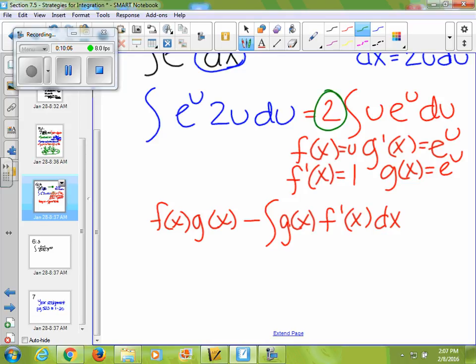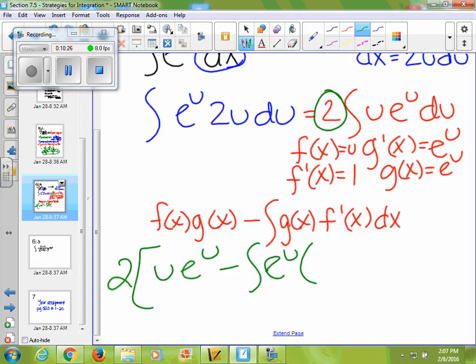Alright, so first I have to remember that I have this 2 out front that I pulled to the front. That's important. So we're going to keep that 2 out front when we integrate. So then I have f of x, which is equal to u, times g of x, which is equal to e to the u, minus the integral of g of x, which is still e to the u, times f prime of x, which is 1, dx.